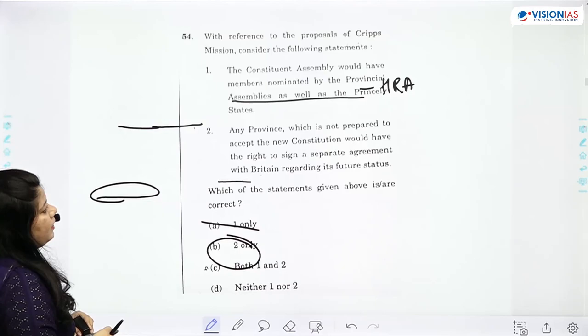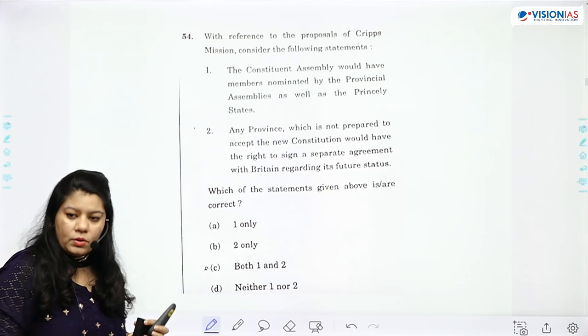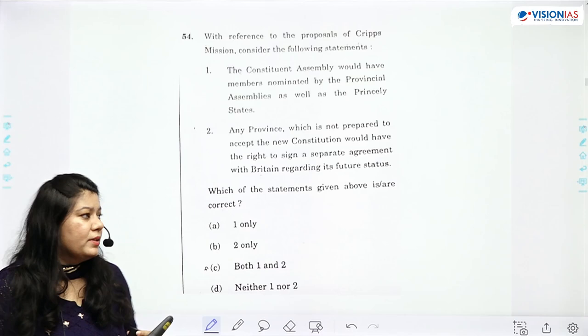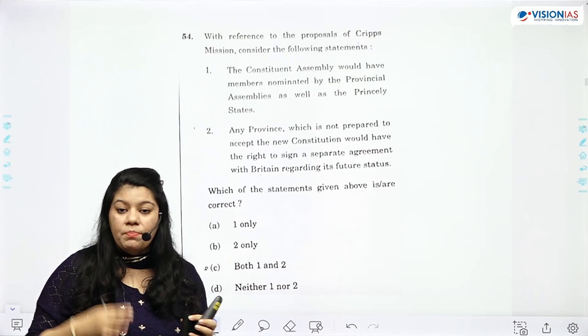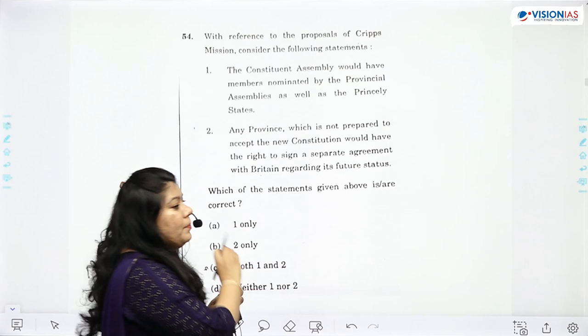Then comes question number 54, again on a very important topic, transfer of power. The Cripps question has again been asked by UPSC in the last 7 years. And this question is also not that difficult if you've revised this topic well. Now, coming to the first statement of this question, it might have been attempted by many aspirants as wrong. Why? Because the way it has been framed, it might have induced students to read it very generically.